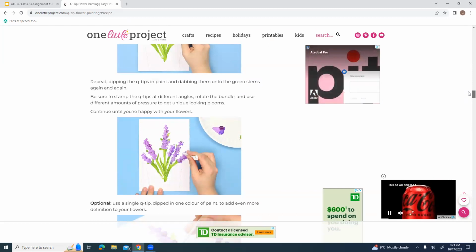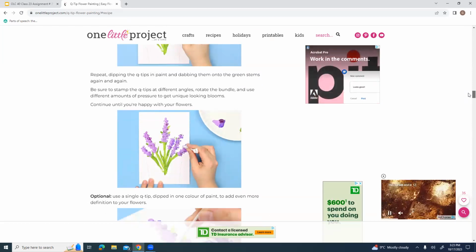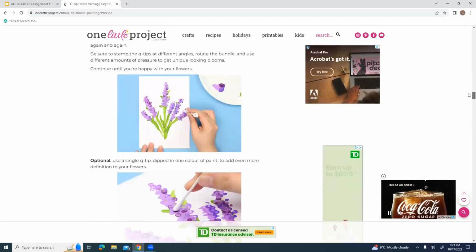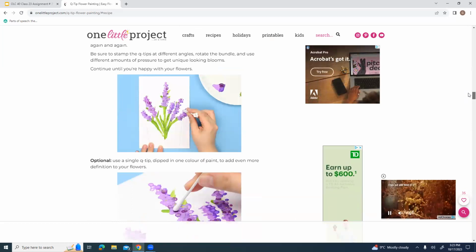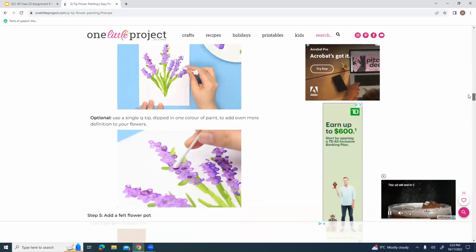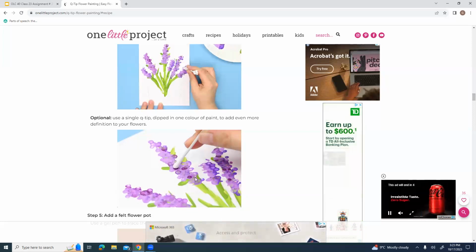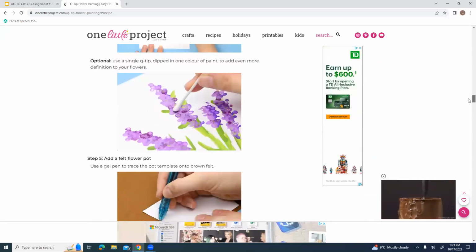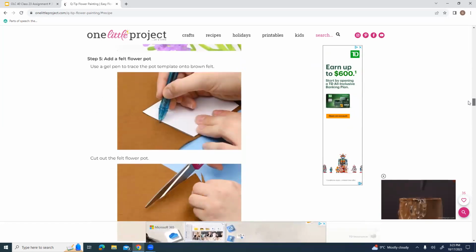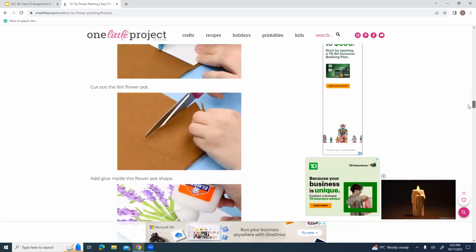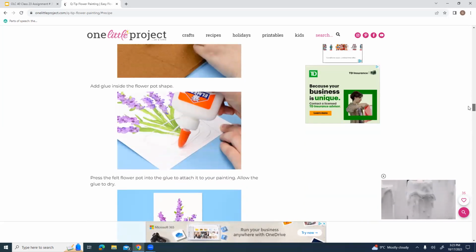These look like little hyacinths here. You could also use a single Q-tip dipped in one color of paint to add even more definition. So after they've finished, they've gone back through and they're adding a little bit of paint. Step 5, add a felt flower pot. Cut out the flower pot. Kind of racing ahead here a little bit.